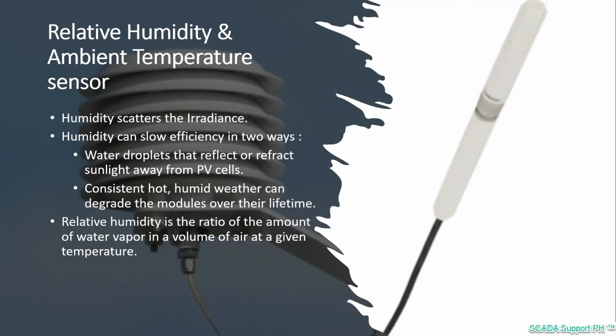Relative humidity is the percentage or ratio of the amount of water vapor in a volume of air at a given temperature, and the amount that it can hold at a given temperature.